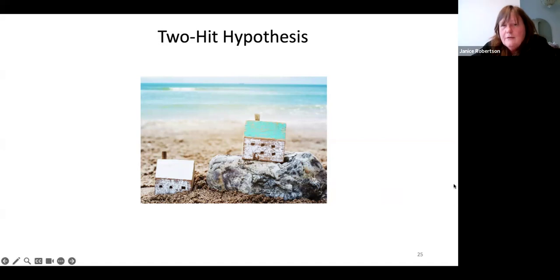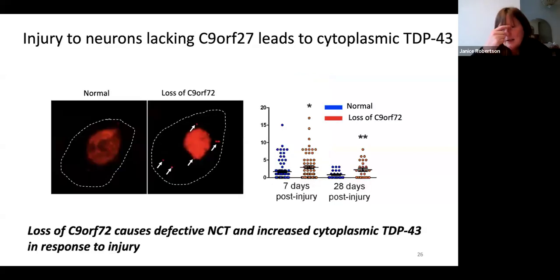And so here we have the house on the rock, and then the house in the sand. Everything's well and good until the tide comes in, and then this house will fall apart. And so what we wanted to investigate is whether the problems with nucleocytoplasmic transport in the C9orf72 knockout mice would make them more vulnerable to some kind of insult. And so one of the things that we did was injure the neurons in the C9orf72 knockout animals.